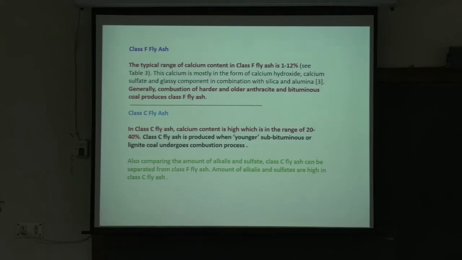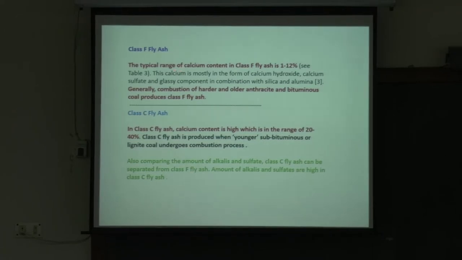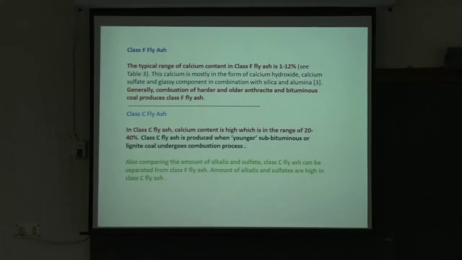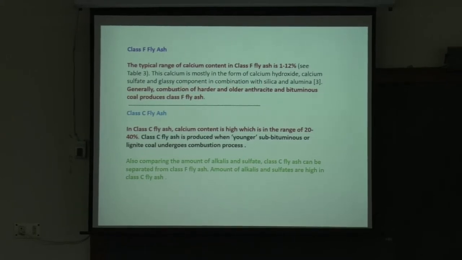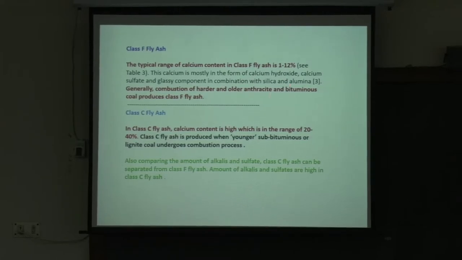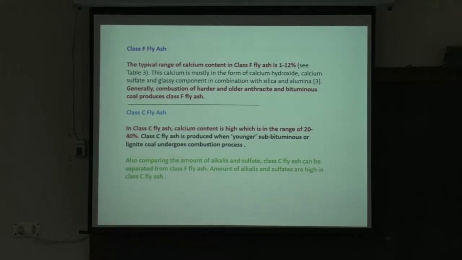If it would have said L, that means less carbon content, calcium oxide. But that's how it goes, and it's all done in the Western countries. The calcium is mostly in the form of calcium hydroxide, calcium sulfate, and glassy component in composition with silica and alumina. Generally, combustion of harder and older anthracite and bituminous coal produces high class F fly ash.